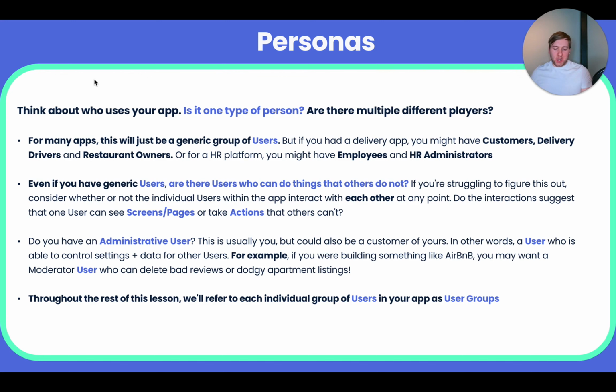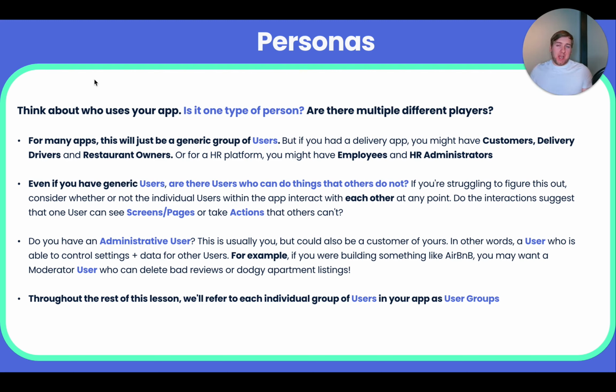A couple of other little things to point out here. If you're struggling to figure out whether you have one group of users or not, there's a couple of things you can do to straighten that out in your head. The first is to ask: is there something in your app that one user can do but another user cannot? Is there a certain screen or action that one type of user can see but another can't? Is there a secret bit you can unlock, or a user with more privileges? If there is, then the chances are those are different personas. They could be different people using the app.